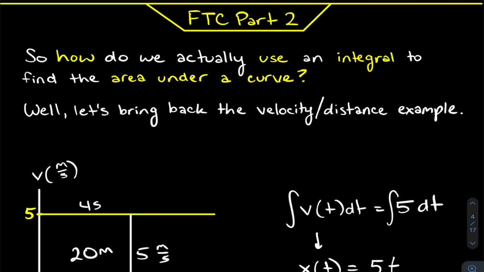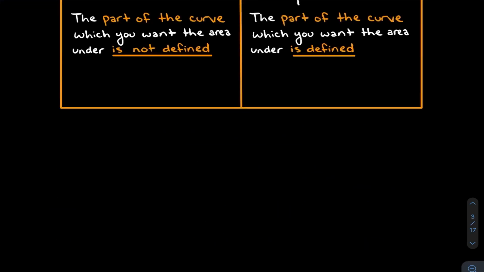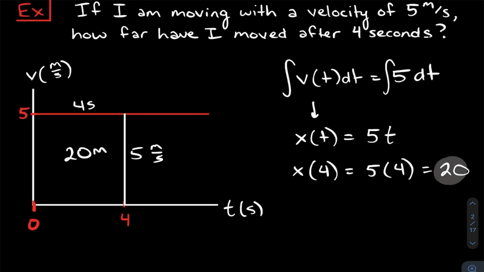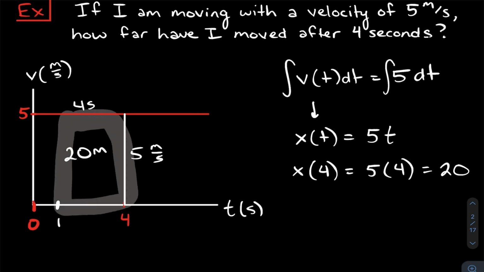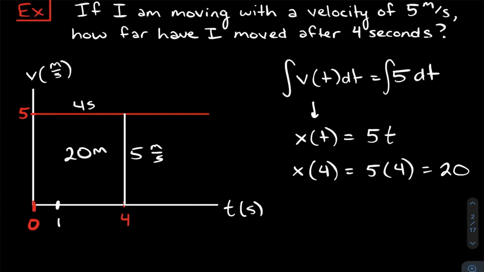Now, moving on to the Fundamental Theorem of Calculus, Part 2. How do we actually use an integral to find the area under a curve? All I've said so far in this video is that an integral is related to the area under a curve. But how do we actually go and find this? In this example, we were able to find it from 0 to 4. We were able to find that area under a curve. But what if I wanted to find it from 1 to 4? What if I wanted to find this area instead of that area from 0 to 4? How would I do it?